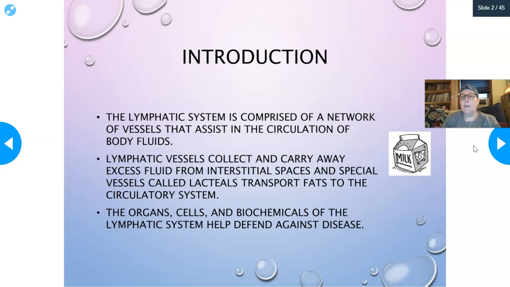So what happens in the digestive system around the intestines is that the fat molecules are assembled in micelles, and micelles are too big to enter into the capillary circulation. Therefore, they enter into lymphatic capillary circulation, and they look white because there's nothing but fat molecules there. And so they're called lacteals because they look white. Milk is white. So there you go. The organs, cells, and biochemicals of the lymphatic system help defend against disease.